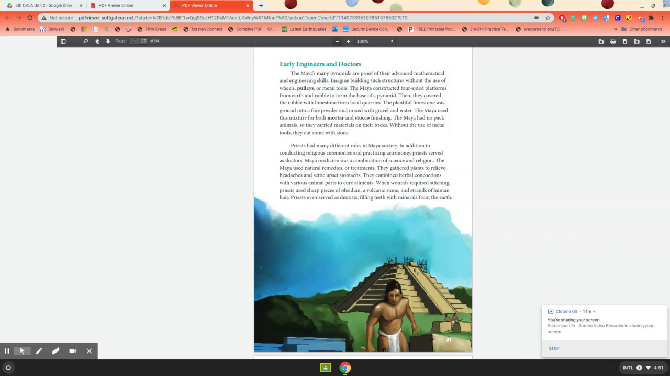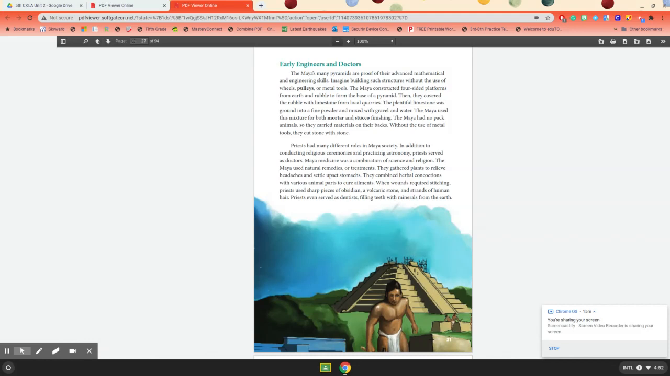Without the use of metal tools, they cut the stone with stone. Priests had many different roles in Maya society. In addition to conducting religious ceremonies and practicing astrology, priests served as doctors. Maya medicine was a combination of science and religion.